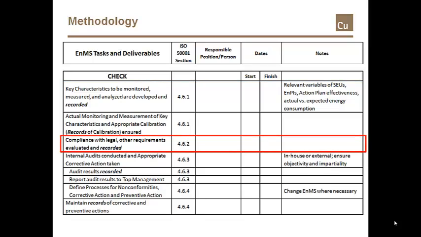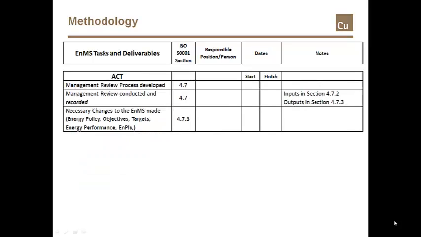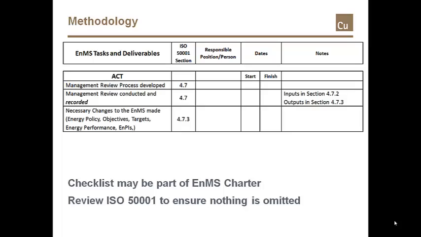Ignoring legal requirements may have dire consequences. Note that this and many other tasks are recorded. Records prove that continuous improvement has indeed occurred. The Act process may result in continuing a successful effort or correcting one not as successful as desired. Each review is recorded and the records maintained. Implementing these steps, then, will set up the energy management system. This checklist may be incorporated into the Energy Management System Charter. The ISO 50001 standard should be reviewed to ensure that nothing is omitted from the checklist.